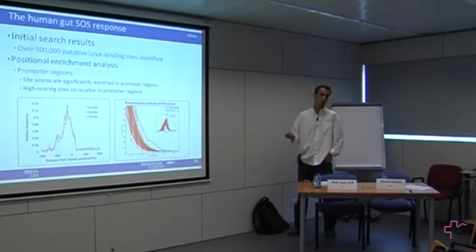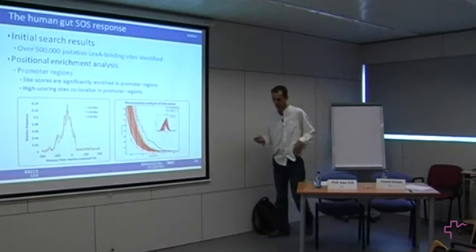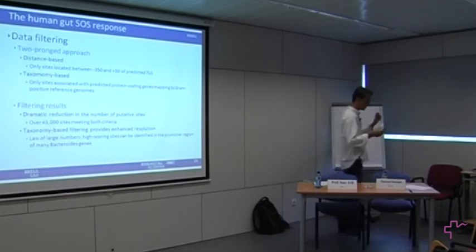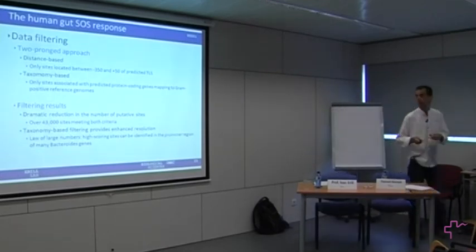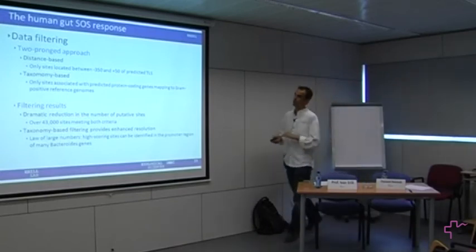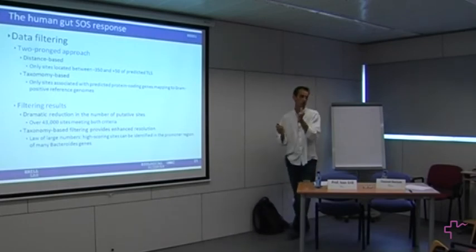But there still was too much data to process with 500,000 putative LexA binding sites. So we decided to restrict and narrow our analysis, and we did that with a two-pronged approach. We first applied a distance-based filtering. We just considered sites that were upstream of operons, of the first gene in an operon.